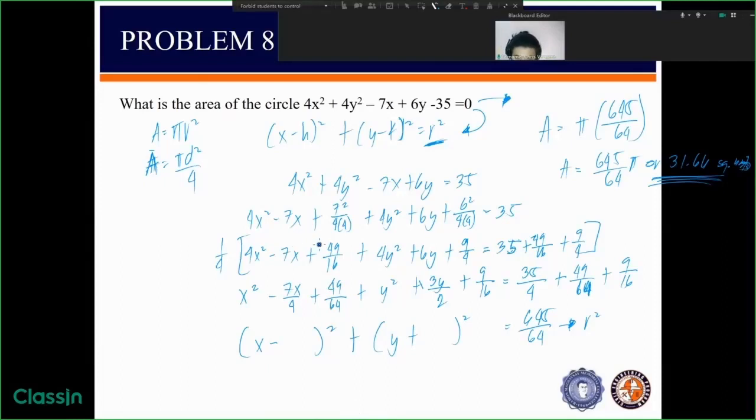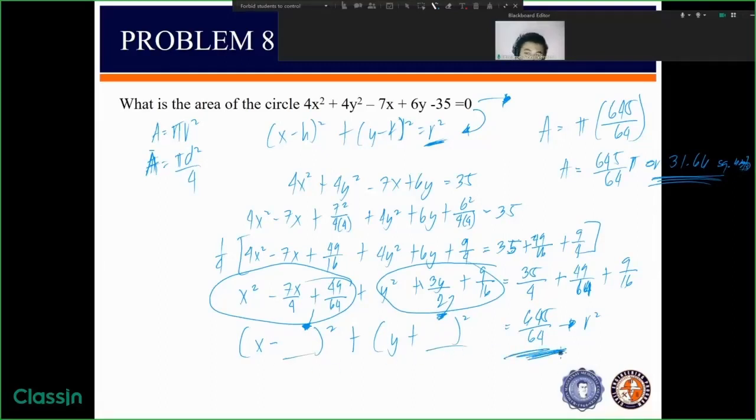Kasi ito, kung completing the square mo, makukuha mo na yung perfect factor niya, and then ito naman, makukuha mo din yung factor nito, na perfect square. Ayan. So makukuha mo na din yung center, and then yung nandito, ito na mismo yung radius na r squared. So yung r squared dito sa equation na to, sa area, substitute lang natin as 645 over 64, which is ito, times pi. So bale, ito na yung sagot natin. So let's proceed to the next question.